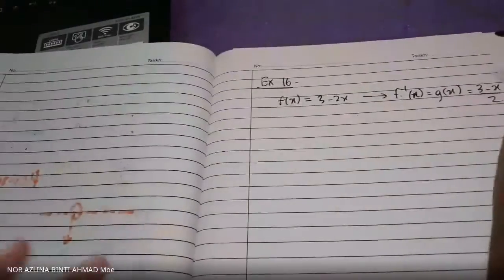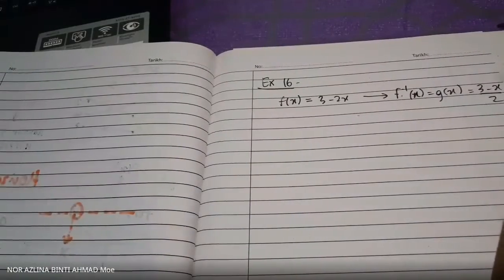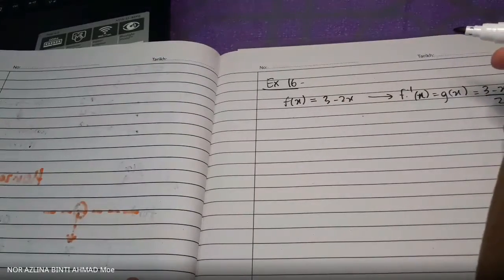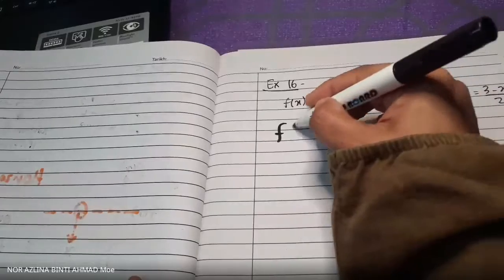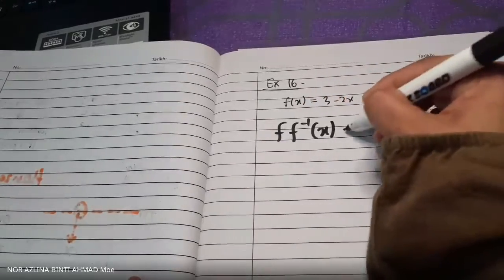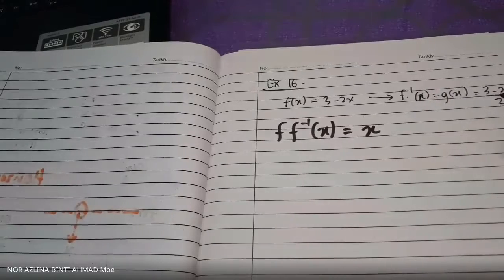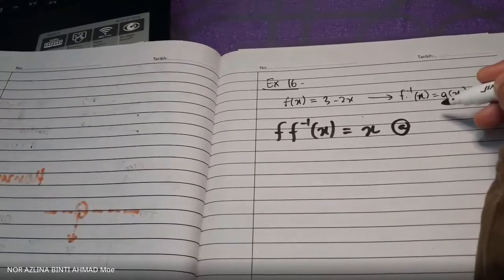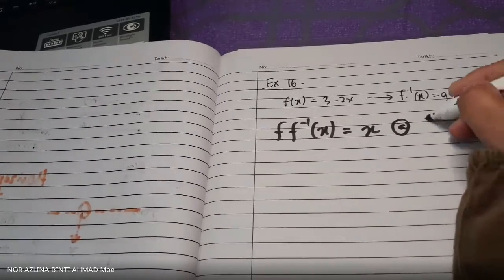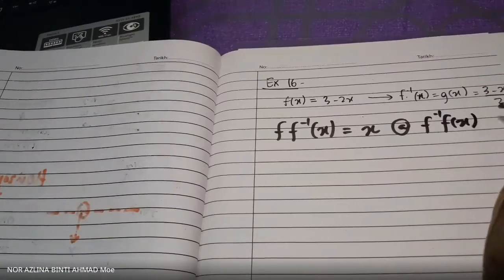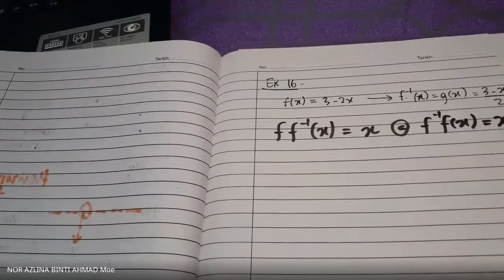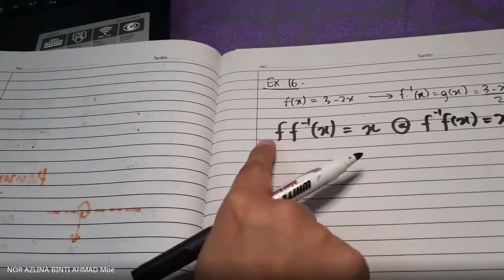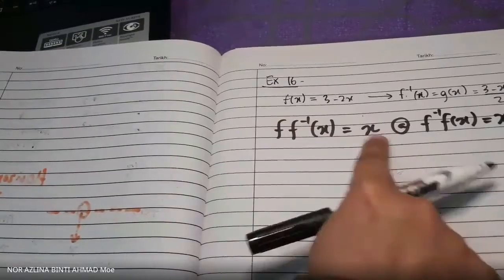Okay. Nak tentukan ini, dia suruh verify, tentu sahkan. So bila dia suruh verify, you kena buktikan f multiply inverse f akan dapat x, or inverse of fx juga akan dapat x. Okay, ingat kalau f dengan inverse of x, dia akan neutral balik, dia akan dapat x saja.